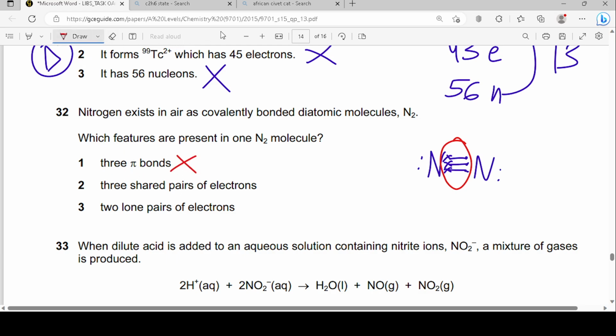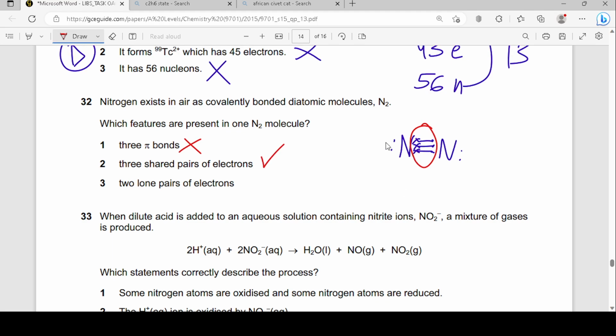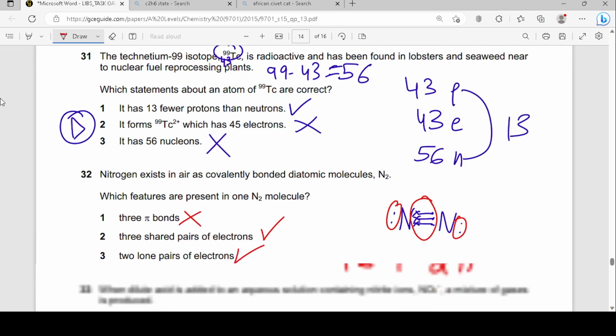Then you have 3 shared pairs of electrons. This is one pair, second pair, third pair. Yeah, that's right. Two lone pairs of electrons. Two lone pairs. Yeah. Okay. So if two and three are right, that is C.